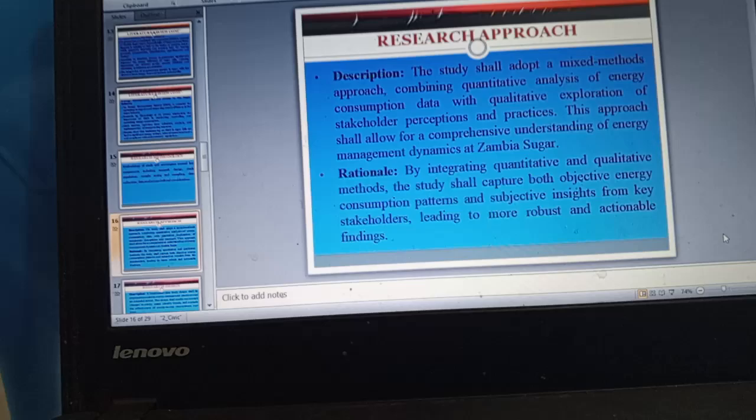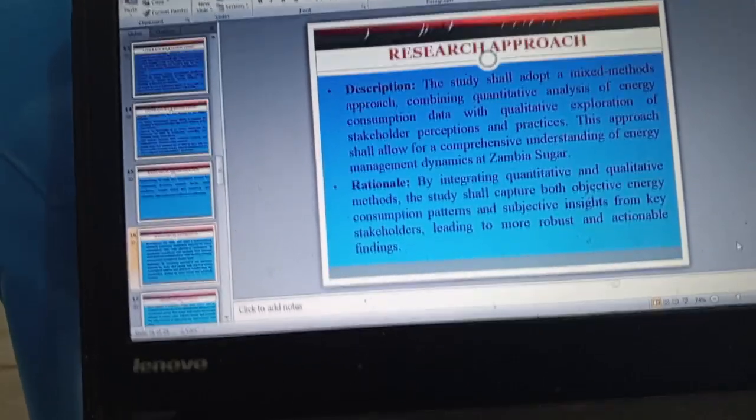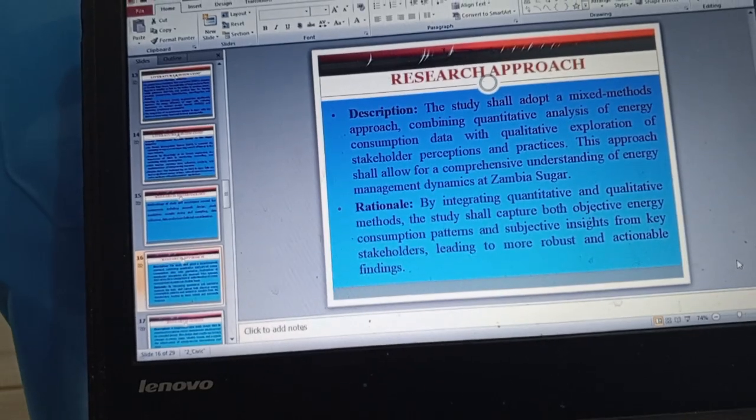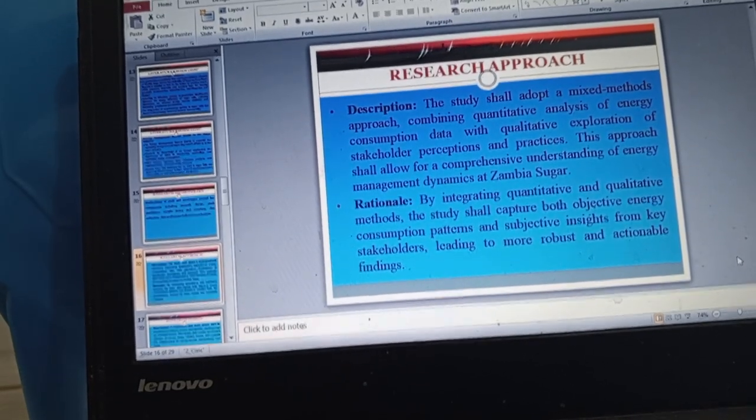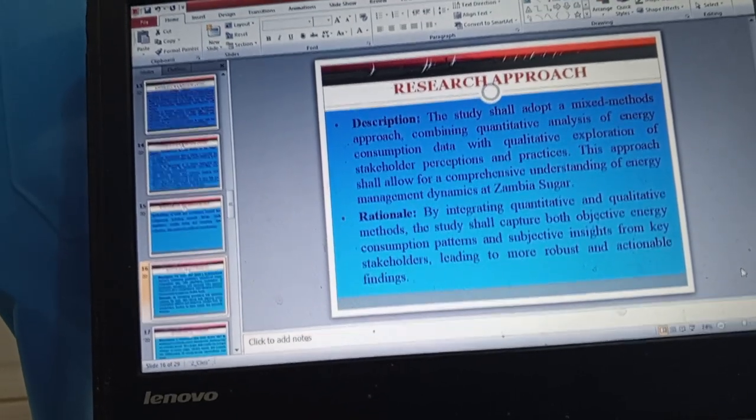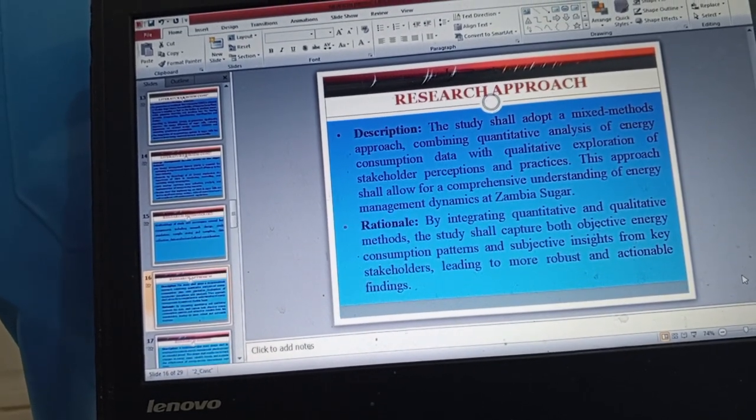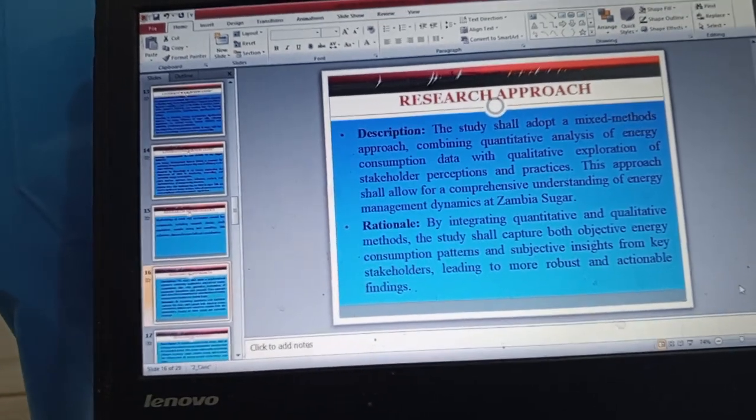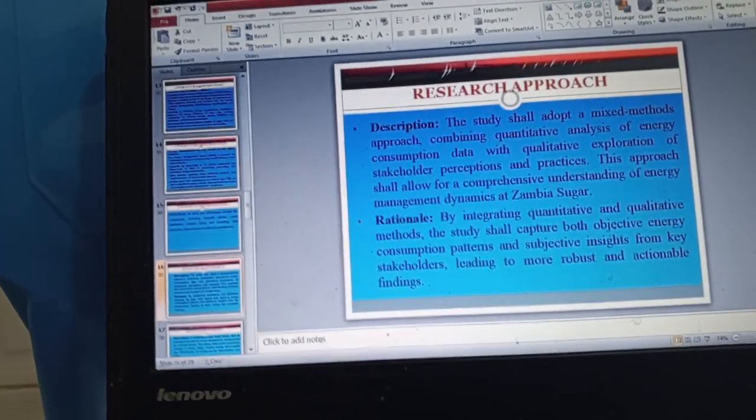Then for the rationale, by integrating quantitative and qualitative methods, the study shall capture both objective energy consumption patterns and subjective insights from key stakeholders, leading to more robust and actionable findings.